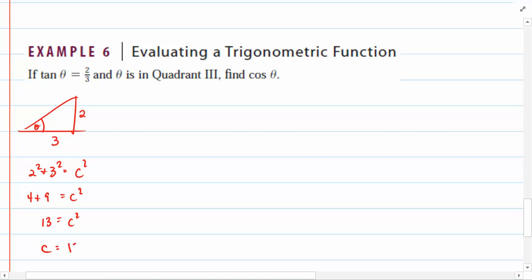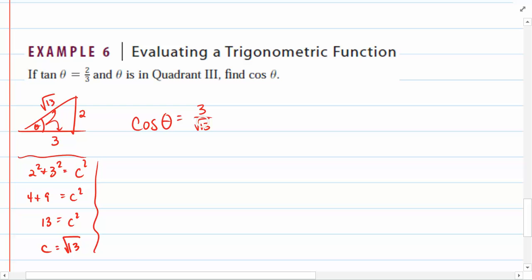C must be equal to the square root of 13. So with a little bit of side work, we can find out what this missing side length is. Now with all three sides of our triangle identified, we can very easily find out what cosine of theta is. Cosine of theta would be our adjacent side divided by our hypotenuse: 3 divided by square root 13.